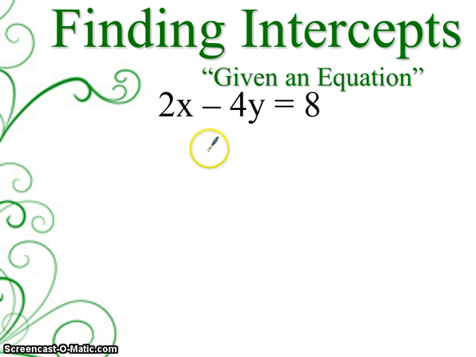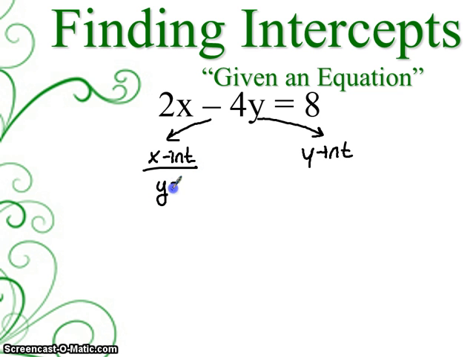Now, let's look at another example. Let's work to find the intercepts x and y of 2x minus 4y equals 8. And we know that this is written in standard form, so this is a linear function. So the first step is we're going to split this problem into two problems. We're going to find the x-intercept, and we're going to find the y-intercept.